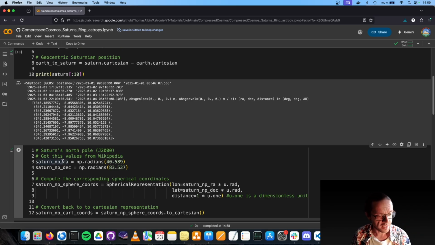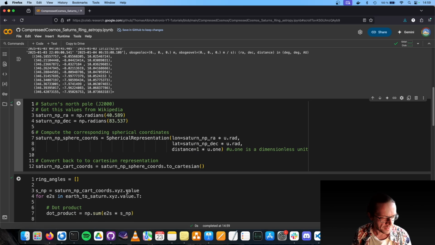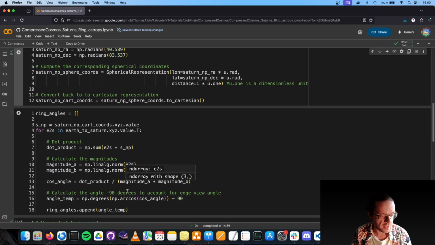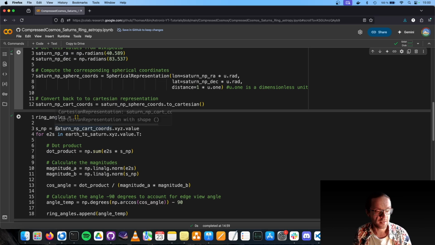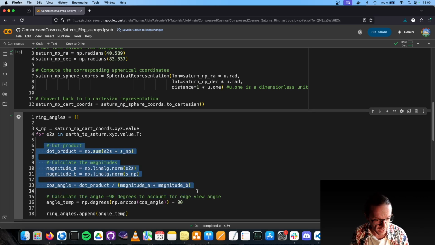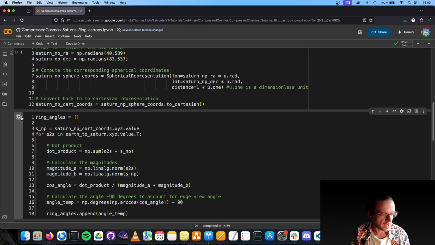First, we set up the right ascension and declination coordinates for Saturn's rotational north pole. I got the values from Wikipedia, but you can also take them from NASA. Then we convert it to a spherical representation, and afterwards reconvert it to Cartesian coordinates, so we have a vector again. Computing the angle between two vectors is basically computing the dot product, dividing it by the magnitudes, applying the arccosine, and then converting it back to degrees, which is done in this part. And the minus 90 degrees is computed here in line 16. So we execute this one as well.